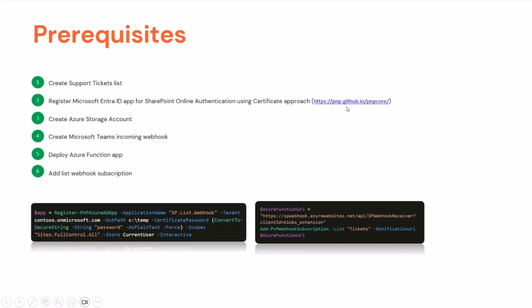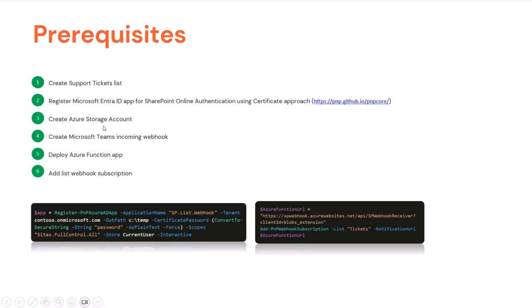We can go to this URL to get the full steps. They even provide a little PowerShell script with PnP. You can run this and it does everything for you. It will create a certificate for you, it will create an app for you, and you can also set up your scopes and permissions as well. This is the command at the bottom. Then you need to create an Azure storage account.